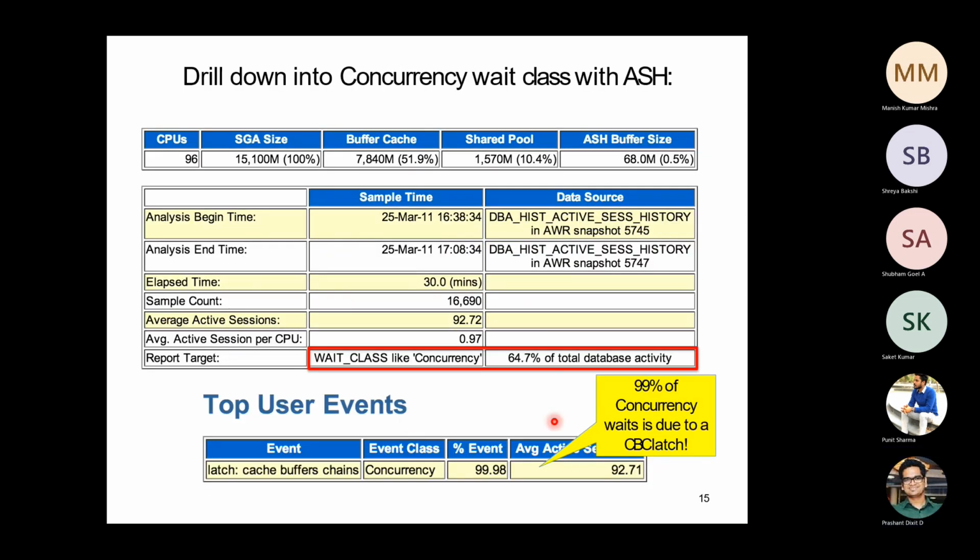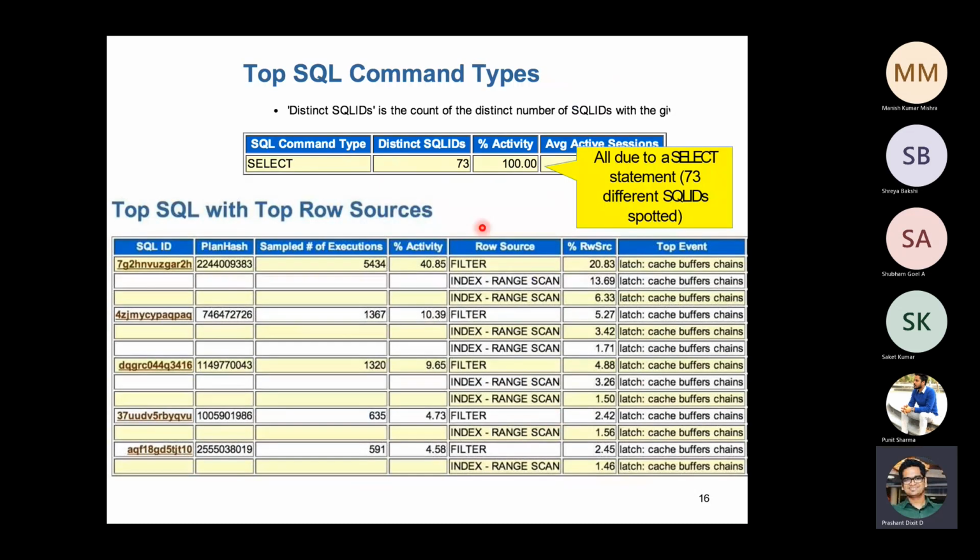So now let's move ahead. If you check this section of the ASH report, it says top SQL with top row sources. It shows this SQL ID, with this plan hash value, got sampled these many times. By the way, just for your information, guys, though ASH samples data every second into V$ACTIVE_SESSION_HISTORY.